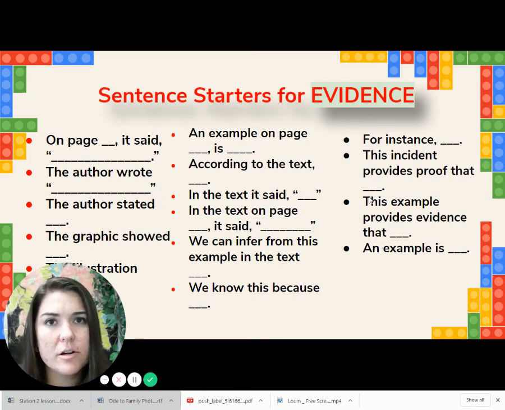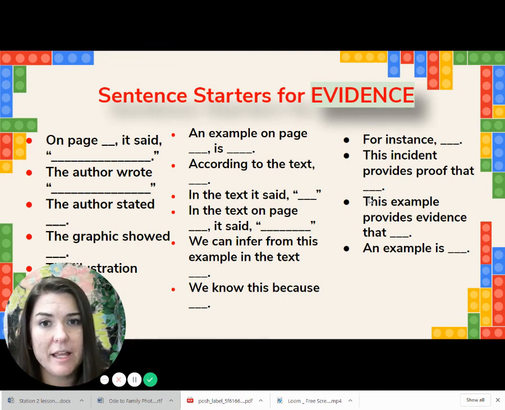And here are some sentence starters for evidence. Again, you've got to introduce where you got it from. On page blank, it said blank. The author wrote blank. These are all really great sentence starters to put in a writer's toolbox to pull out. I can at least always remember according to the text, or on page blank it said, or it was written. One of these text starters I want you to have memorized so that you know to always pull from that to find evidence from a story.